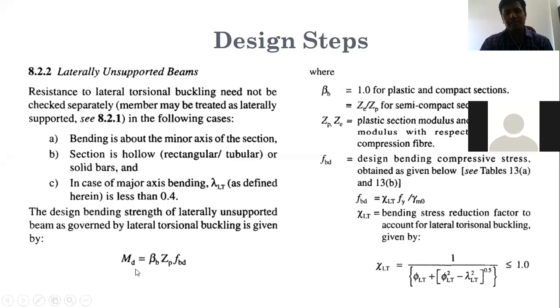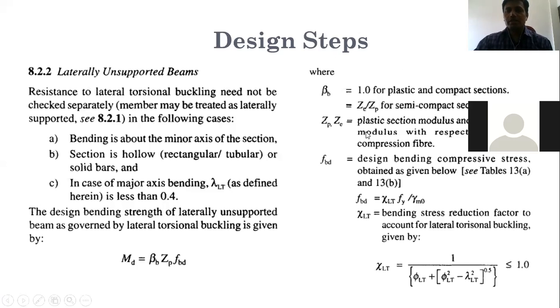What is MD? MD is very simple, that is the design moment. That MD value should always be greater than whatever moment was calculated earlier. Suppose the UDL is given, the maximum bending moment will be W L square by 8. This MD value should be greater than that W L square by 8 if there is a UDL. Now this MD formula will be equal to beta B ZP into FBD.